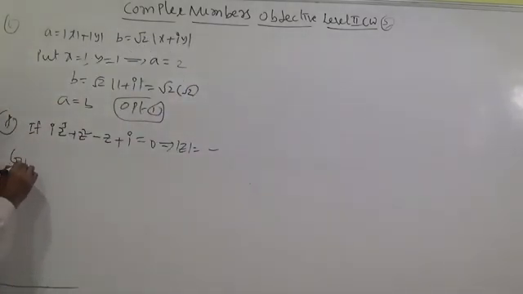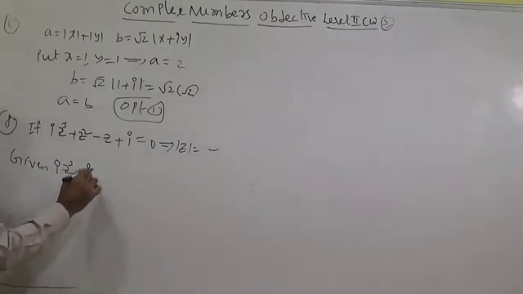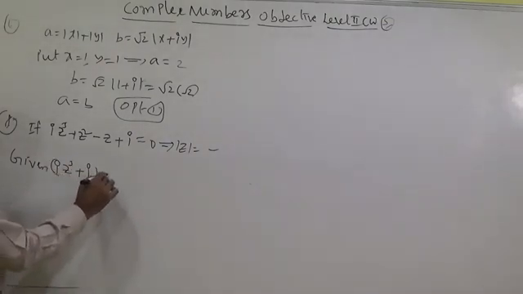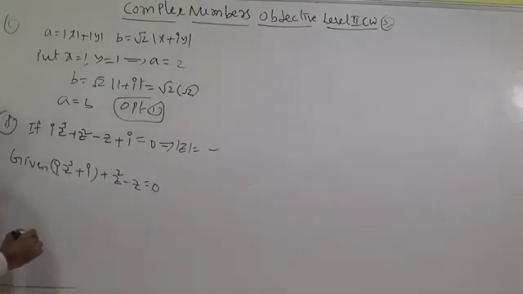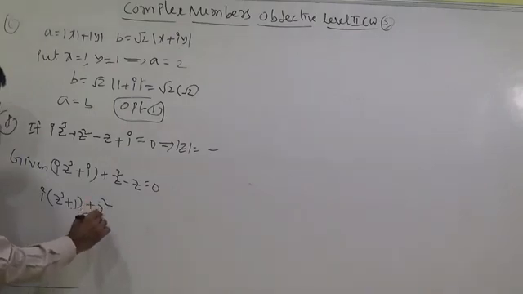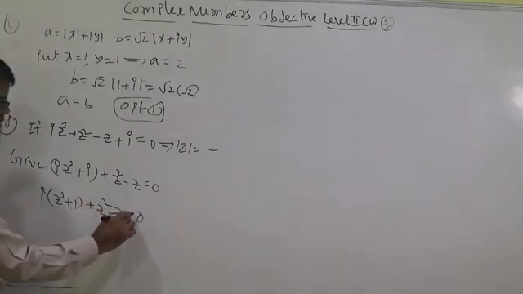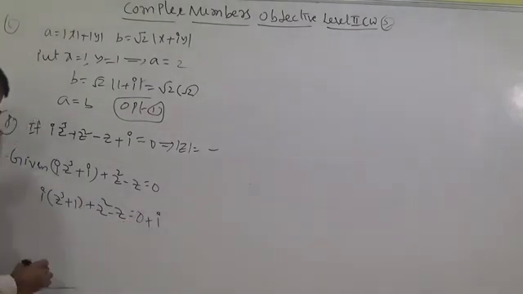Given iz cube plus z square minus z plus i equal to 0. Taking i common, i into z cube plus 1, plus z square minus z is equal to 0, plus i you can write. So compare real and imaginary parts.